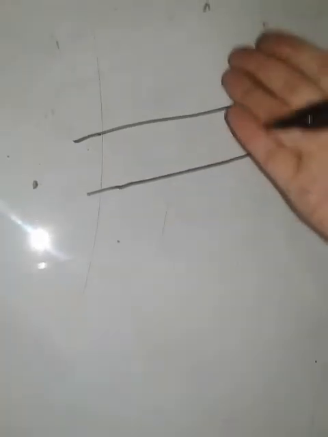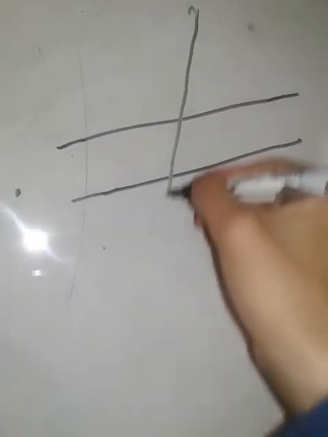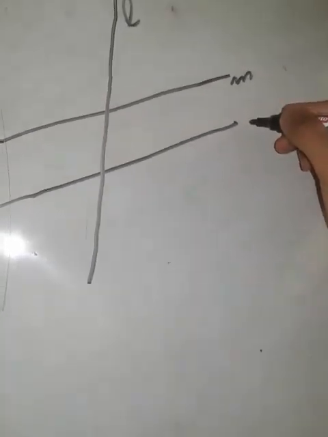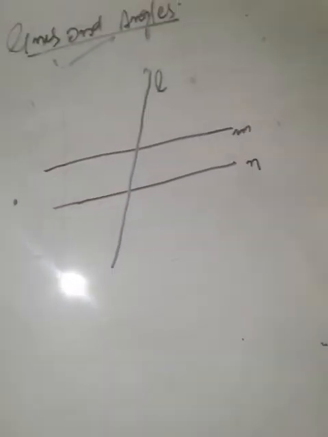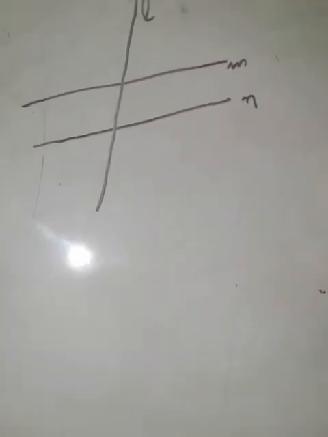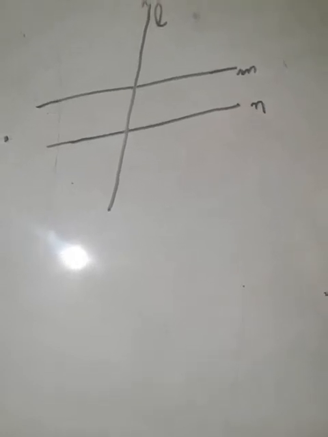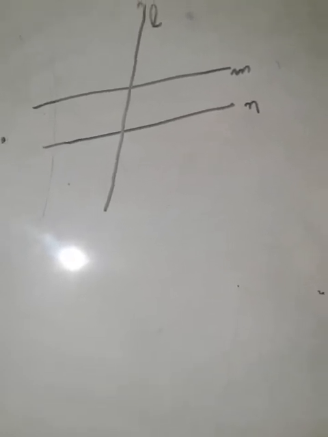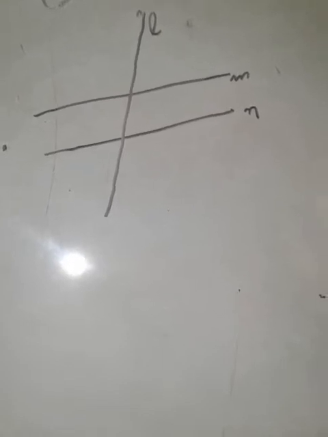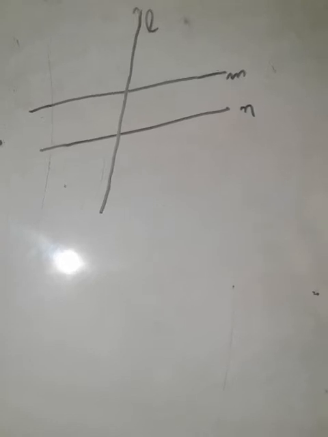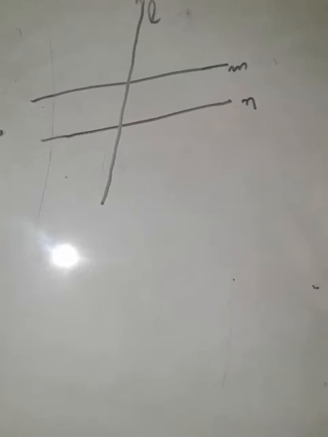Now if we draw a transversal on these parallel lines, suppose L is the transversal, this is line M, this is line N. Suppose L is the transversal on these parallel lines. I will ask you a question: how many angles are formed in these lines? A transversal makes how many angles with these lines? So you think over it and try to find its answer on your own.